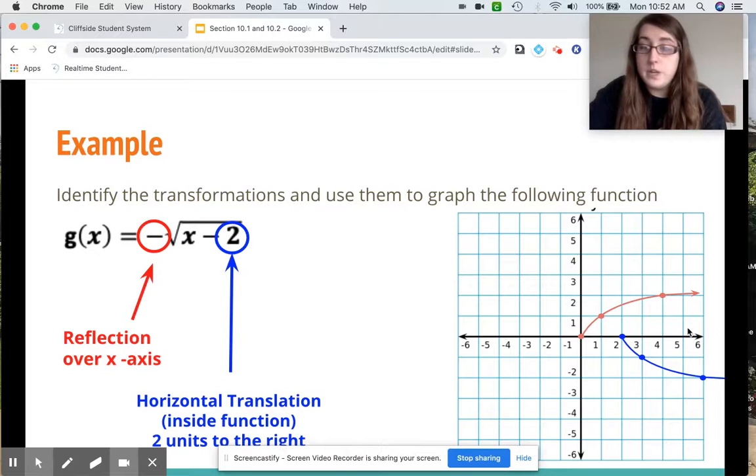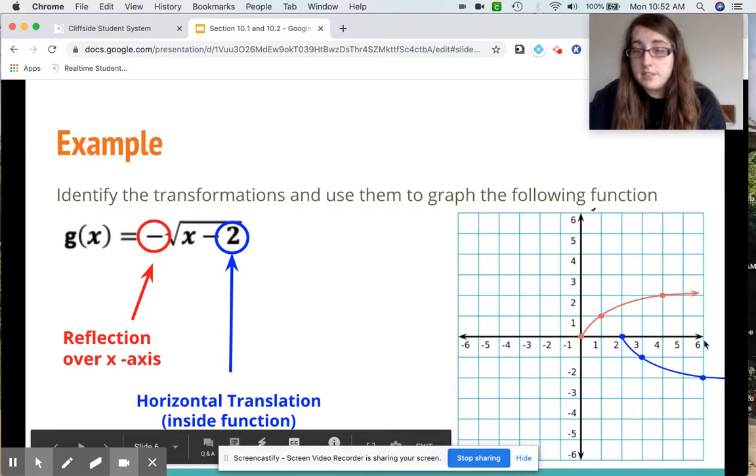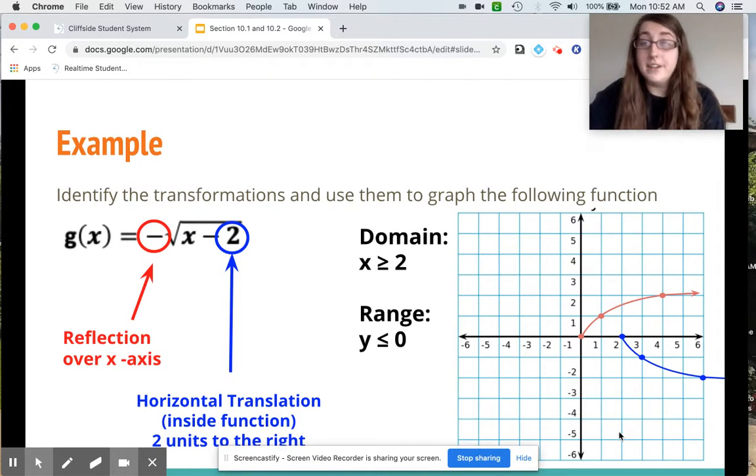And then for this one, your domain, which I didn't write, but your domain is going to be x is greater than or equal to 2, because it's at 2 and everything to the right. And your range is going to be y is less than or equal to 0, because it's everything below your x-axis. Oh, I did write it.